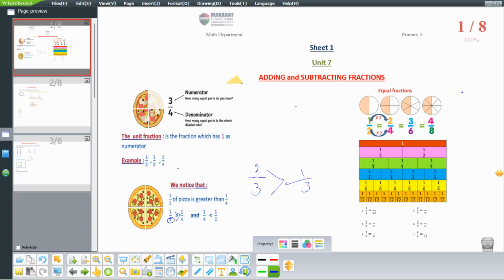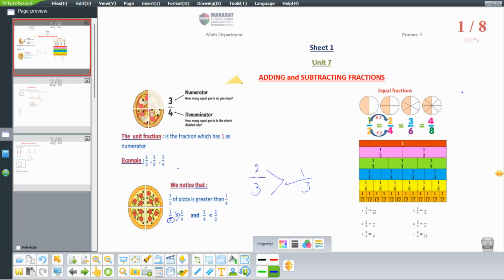Okay, let's talk about equivalent fractions. If we have half of this circle, of course it's equal to 2 over 4, and if I divide it into 6 parts, it means 3 over 6. If I divide it into 8 parts, it means 4 over 8. So half equals 2 over 4 equals 3 over 6 equals 4 over 8. How can we get it?